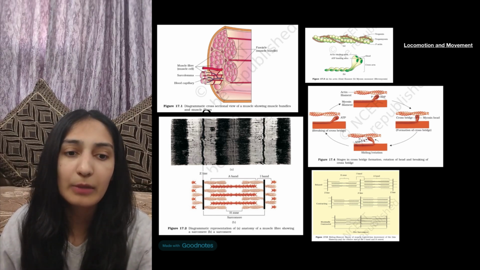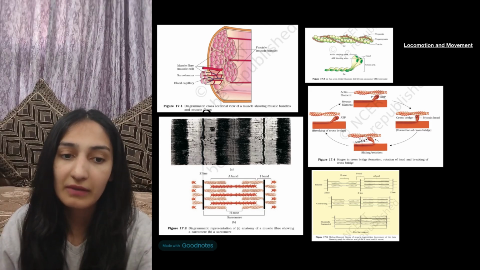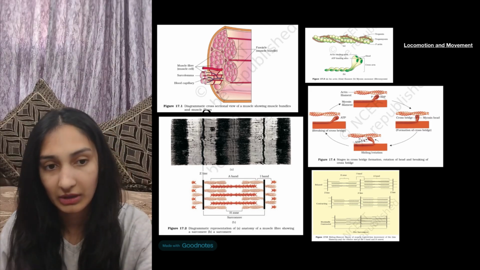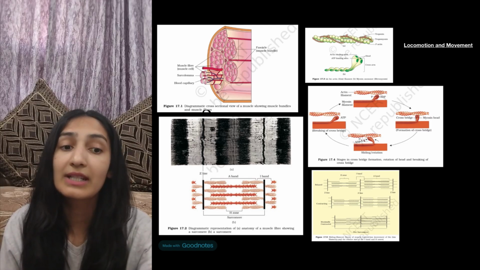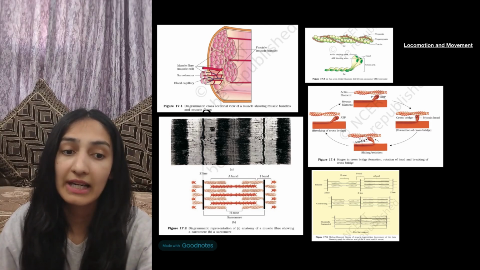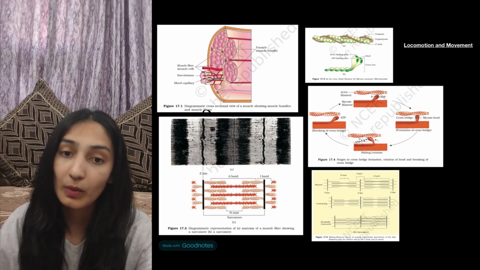Moving on, figure 17.2: the A part depicts the anatomy of a muscle fiber which shows a sarcomere, that is a complete unit, and B shows the sarcomere individually. So you need to understand where the Z line comes, where the H zone is, where the A band is, where the I band is.